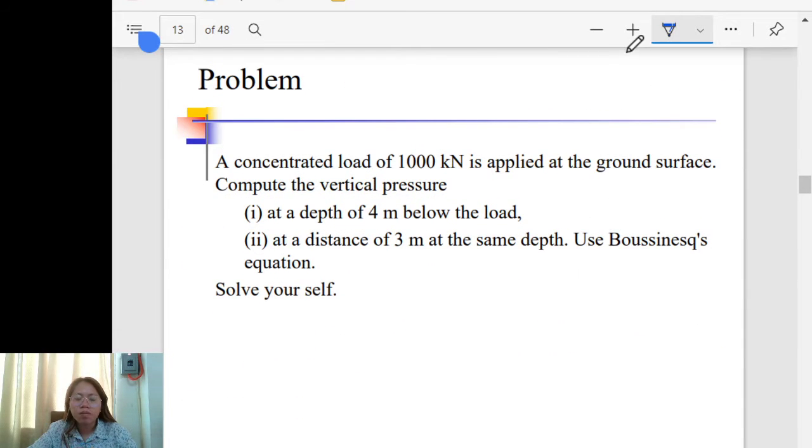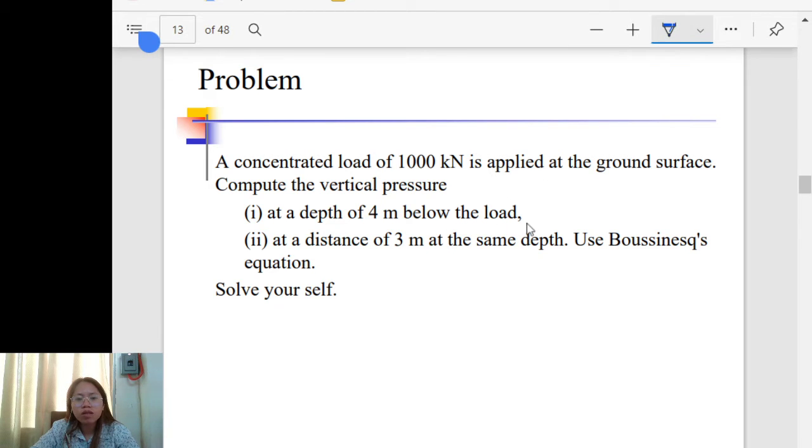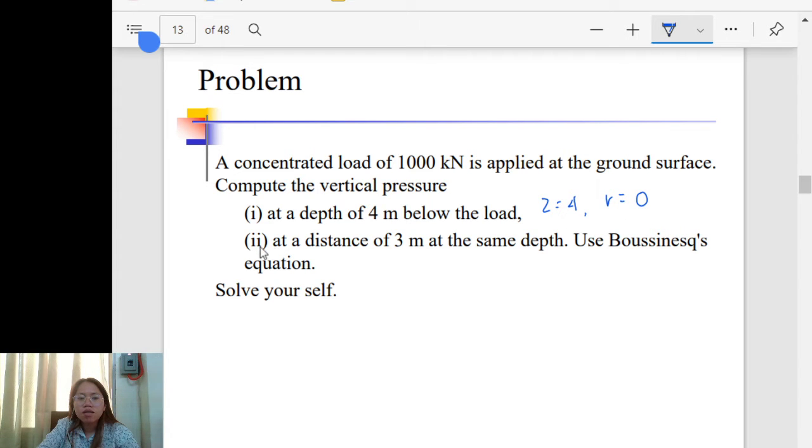We have here an example. A concentrated load of 1000 kN is applied at the ground surface. Compute the vertical pressure at a depth of 4 meters below the load, meaning directly below the load, so your Z is equal to 4 and your R is 0. And for number 2, at a distance of 3 meters at the same depth, use the Boussinesq equation, meaning Z is still 4 meters, but R is 3 meters.